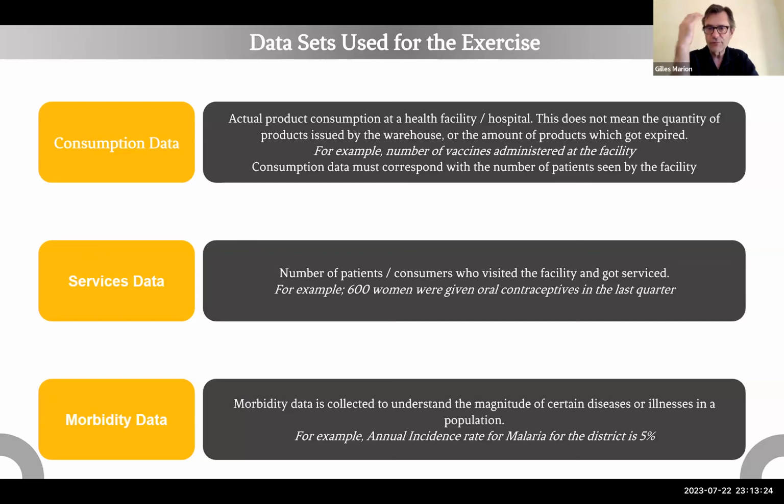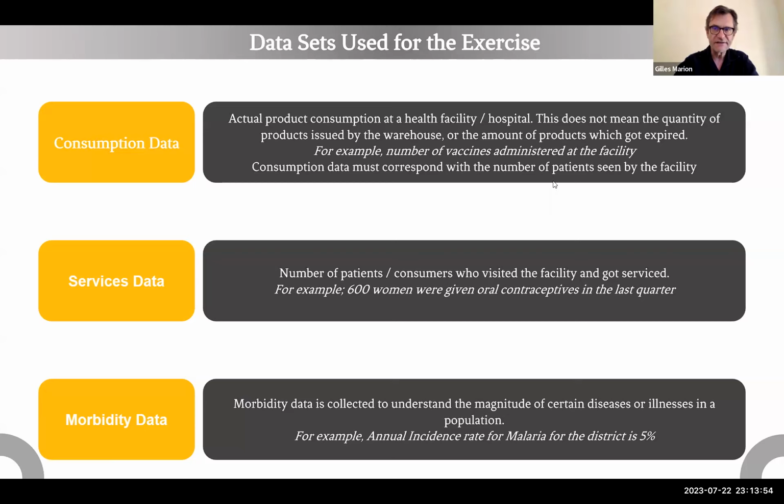Services data is the number of patients who have been consulting at facilities or who accessed a service. So, the number of patients or consumers who went to access health services. They can also be used to create forecasts for the next period.